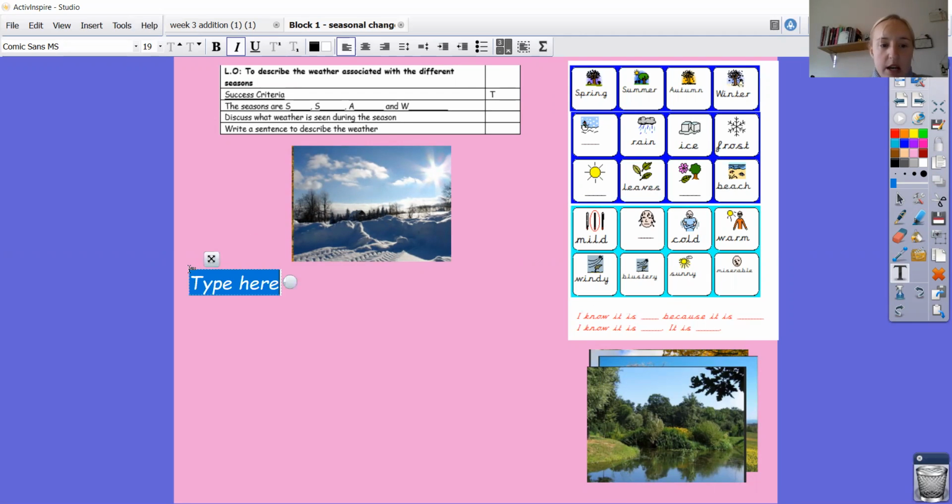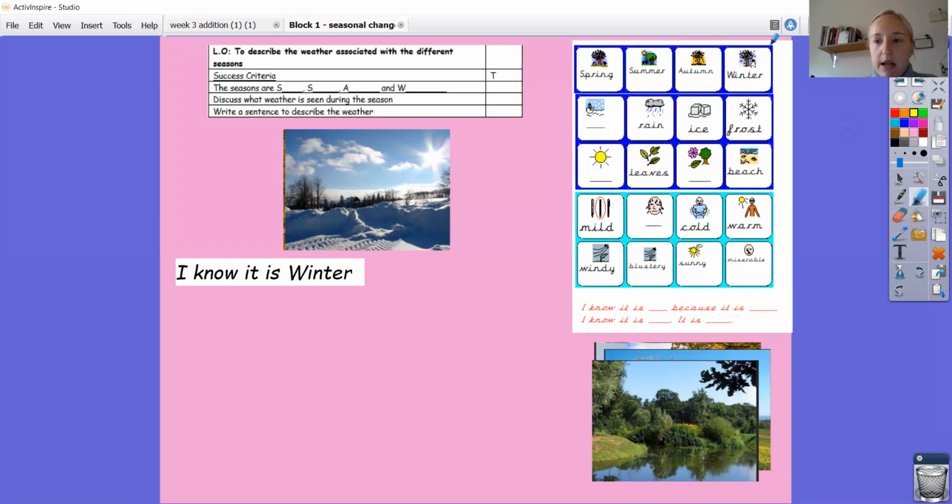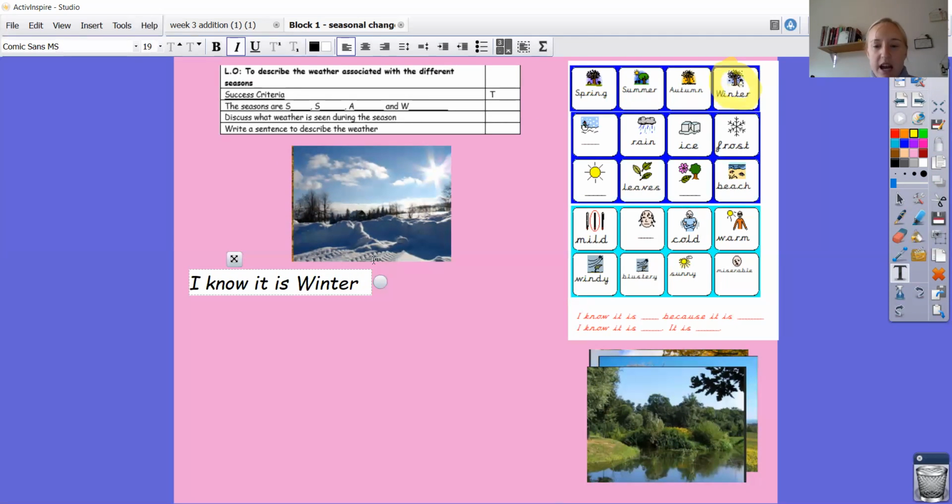So let's have a look at this picture, and here, I know it is winter. If you need help with these spellings, up here on the right-hand corner, where I'm circling now, is the spelling for winter. I'll highlight that there with my highlighter pen. Okay. So I know it is winter. And how do I know it is winter? Well, I know it's winter because it's cold and snowy. So I could use the word cold here and we'll have a go at sounding out snowy. So I know it is winter because it is cold and snowy.